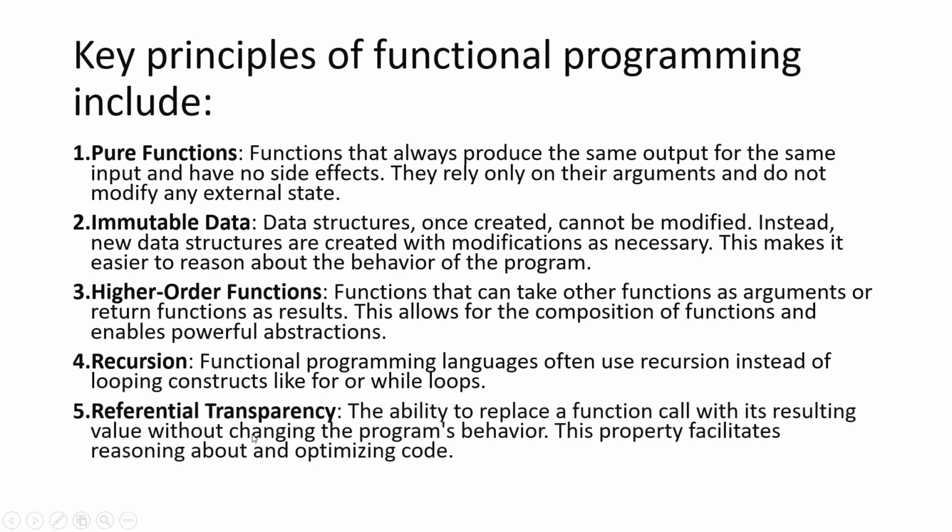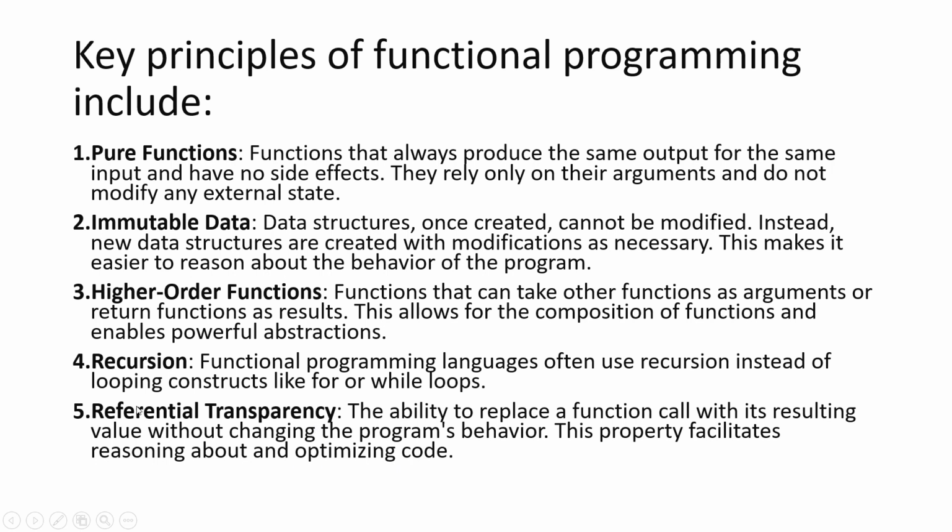And referential transparency, as we already discussed, is the ability to replace a function call with its resulting value without changing the program's behavior. This property facilitates reasoning about and optimizing code. How it optimizes code, we can also see. In JavaScript or in some other languages, we have memoizing. Memoizing is a concept where we store the results of a function for a certain input in a cache for complex calculations. Whenever we want to calculate for the same input, instead of calculating it again, we get that result from the cache, so that it will improve the performance.